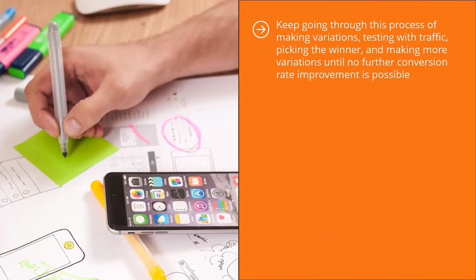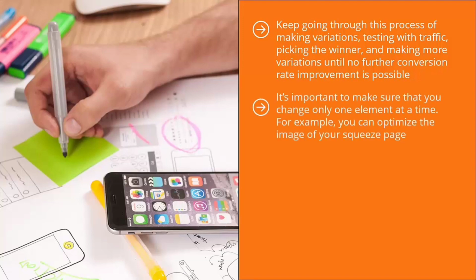Keep going through this process of making variations, testing with traffic, picking the winner, and making more variations until no further conversion rate improvement is possible. At this point, you should make variations of another element on your squeeze page. It's important to make sure that you change only one element at a time. For example, you can optimize the image of your squeeze page.